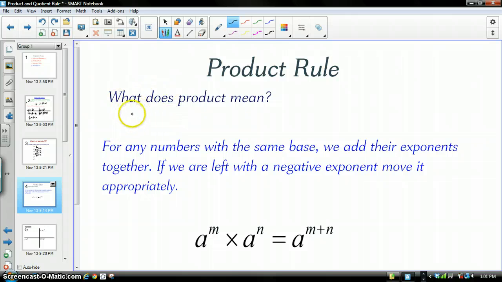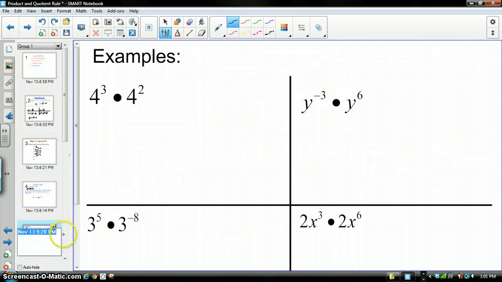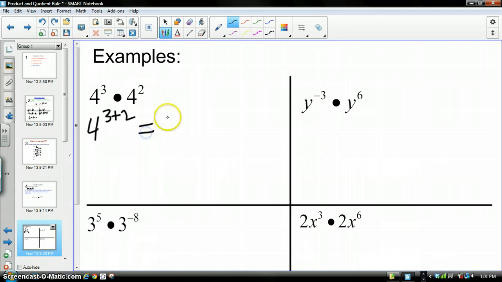So the product rule, what does product mean? Product means multiply. So we are taking two numbers with the same base, their base here is a, and we're multiplying them together, and we will see that their exponents are added. So here our base is 4. So we have 4 to the 3 plus 2. So this equals 4 to the 5th, which equals 1024.